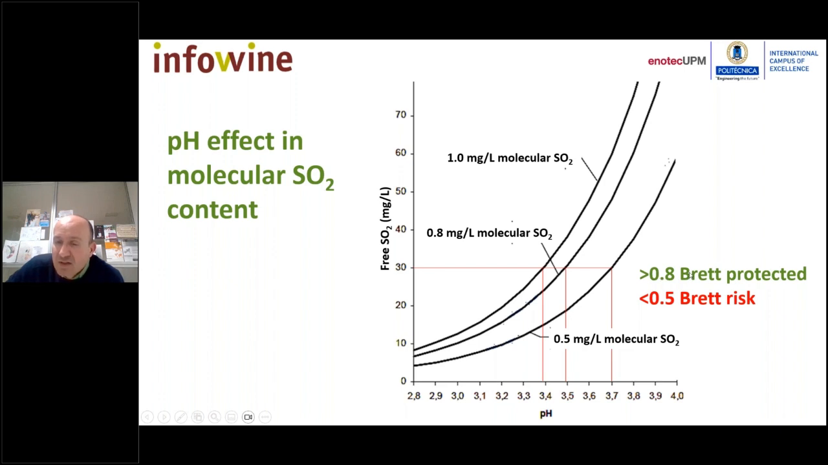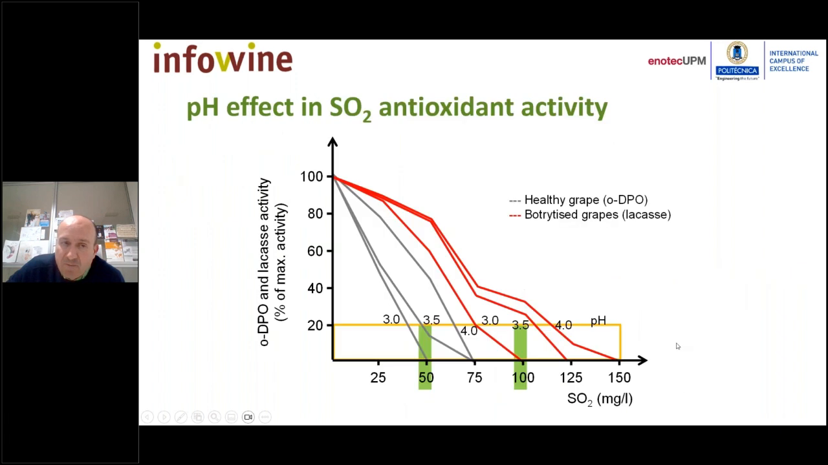It means that the wine is perfectly protected against Brettanomyces. However, the same amount of sulfur dioxide at pH 3.7, which is quite normal in many wines, produces levels of 0.5 milligram per liter or lower, which start to be risky concerning the development of Brettanomyces.